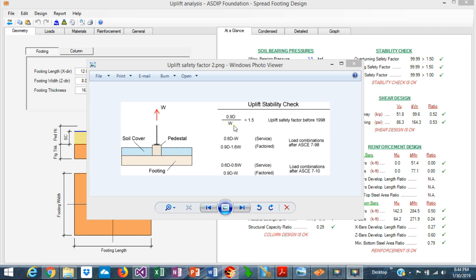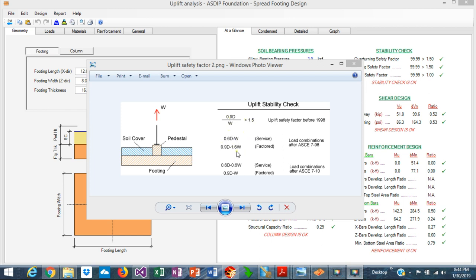In other words, it wasn't necessary anymore to check the safety factor against uplift. The check was done automatically in the load combinations. So the 0.6 dead minus wind for service load and a 0.9 dead minus 1.6 wind for factor load. The safety factor was included in these combinations. If we divide 0.9 over 1.5, the ratio would be 0.6. So the safety factor was already implicit in this load combination. So we no longer needed to design or check any safety factor anymore.